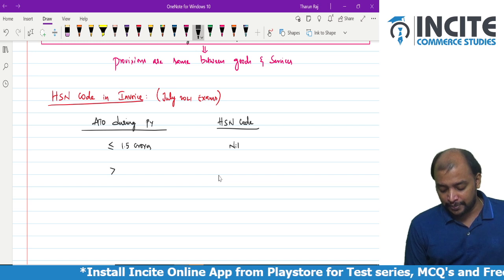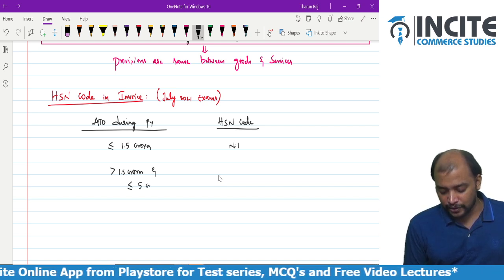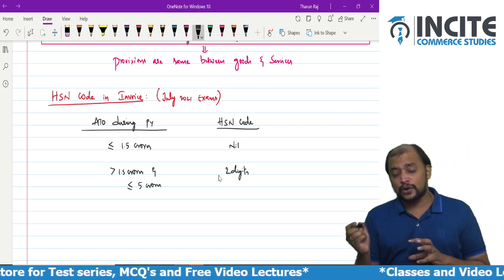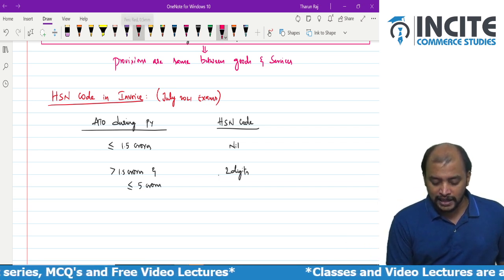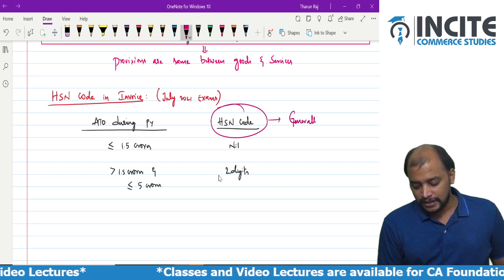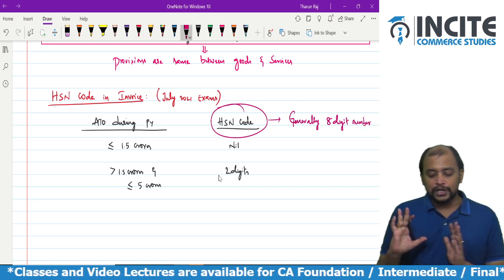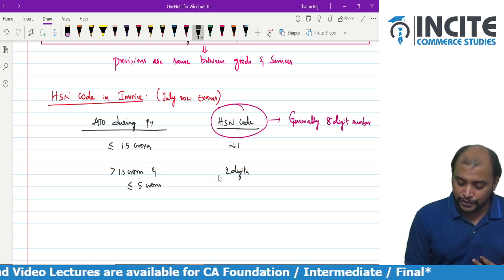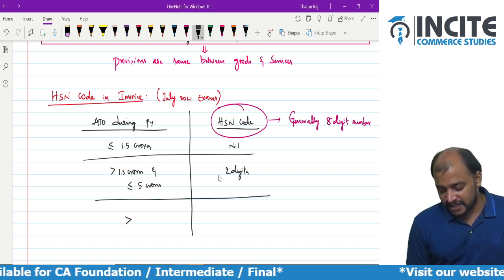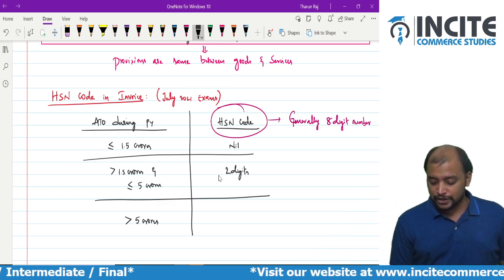If the aggregate turnover during previous year exceeds 1.5 crores and does not exceed 5 crores, then you need to enter two digits. Generally, HSN code is how many digit number? HSN code is generally an 8-digit number. But you need to enter only the 2 digits if the aggregate turnover during the previous year does not exceed 5 crores. If the aggregate turnover during the previous year exceeds 5 crores, how many digits should be entered?